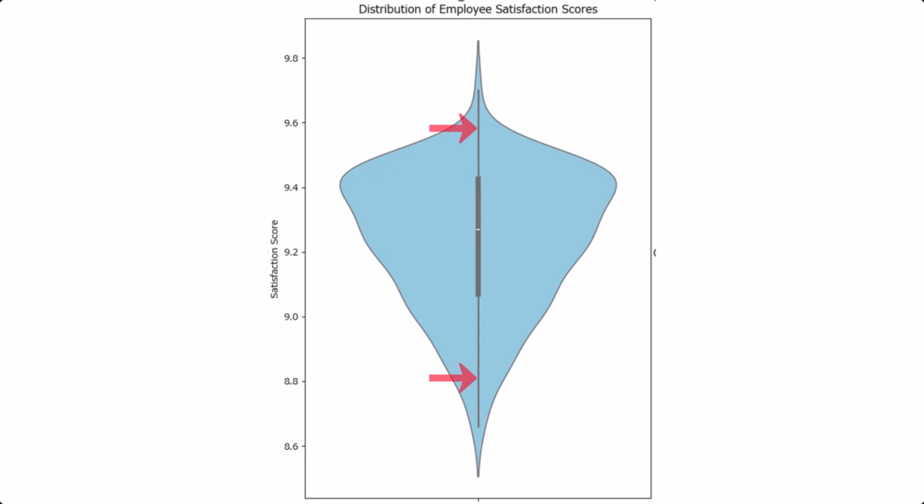Finally, we have two lines called the whiskers. These show how far most of the satisfaction scores stretch from the middle group. They help you see the lowest and highest value scores that are not considered outliers.